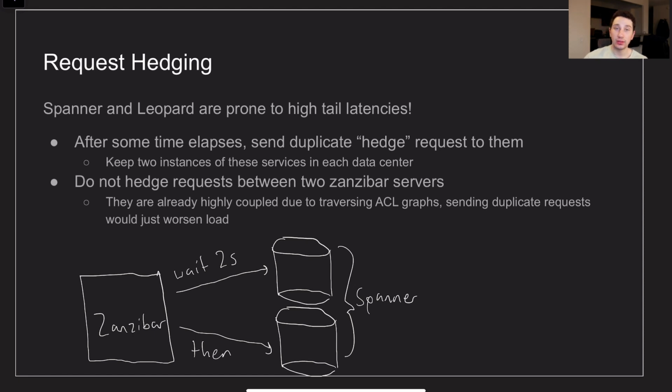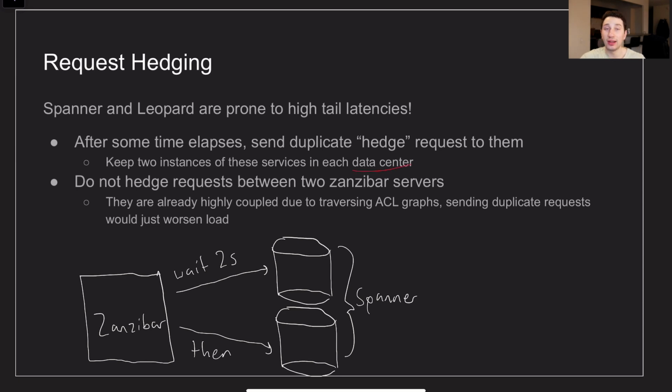So what they do in order to mitigate this is they'll basically just wait some amount of time when you make a request to either of these systems, and then after that amount of time, if they don't get a response, they send a second one. Maybe there was some networking issue, maybe there was a hardware issue. Either way, try again, see if you get lucky.